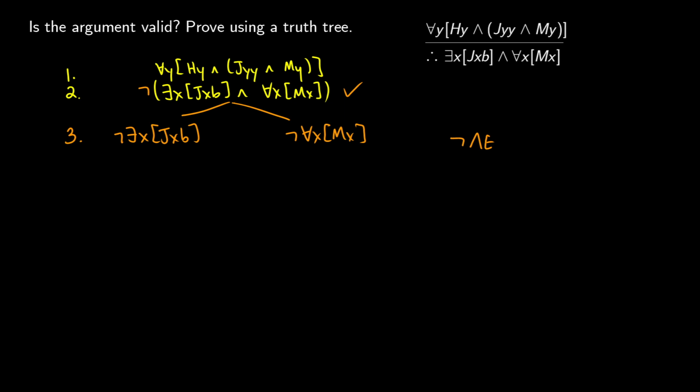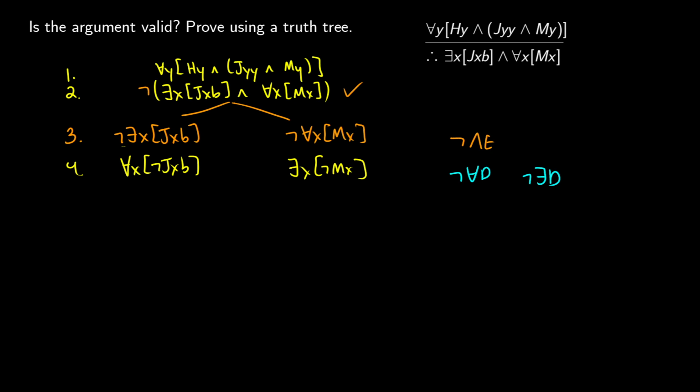Okay, now for each of these, we can do decomposition. So we can now push the negation through. So we're going to get for all x, not Jxb on the left, and we'll get there exists an x such that not Mx on the right. Okay, so this is our not existential decomposition and not for all decomposition.